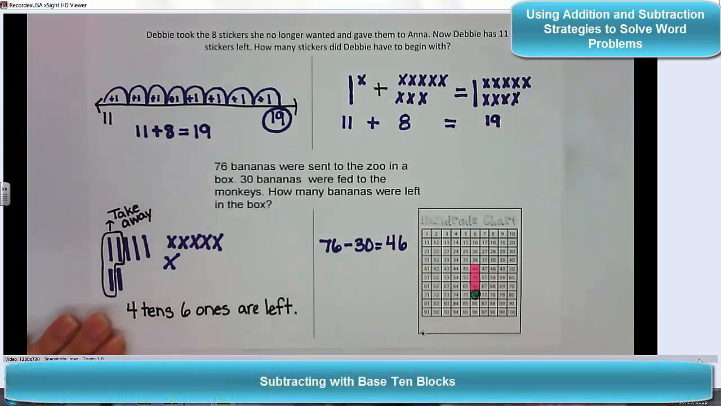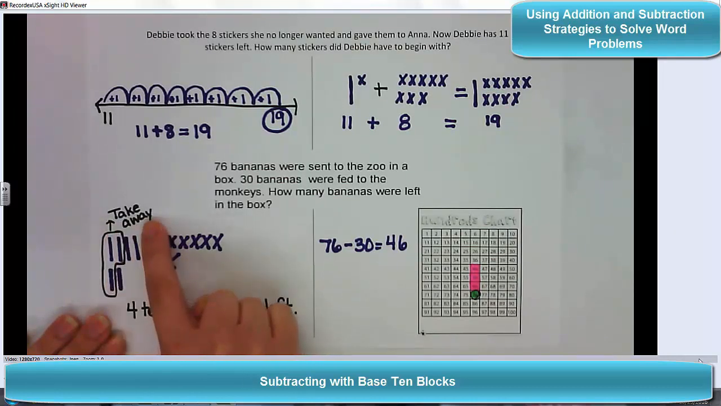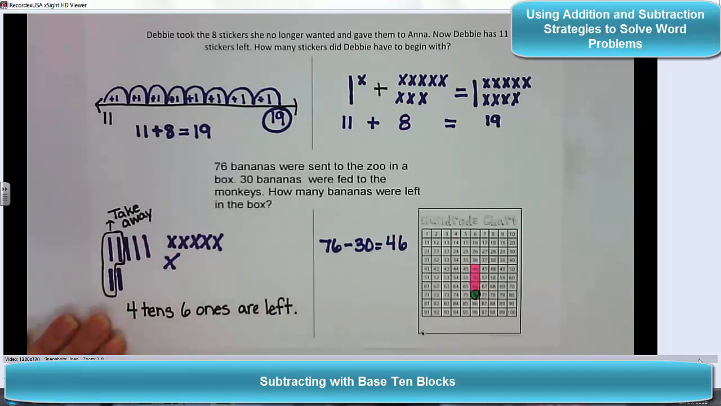The bottom word problem is a subtraction word problem, where students need to take 76 bananas and subtract 30. One strategy to do this is drawing, again, base 10 blocks. Here, this child drew 7 tens and 6 ones. To subtract 30, a child will take away 3 tens. So here we circled 3 tens, and you can see they labeled take away. Then they will count how many tens and ones are left to get a difference of 4 tens and 6 ones.